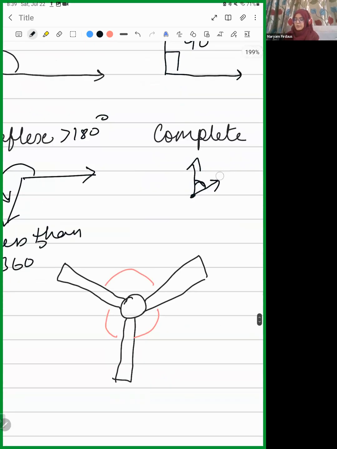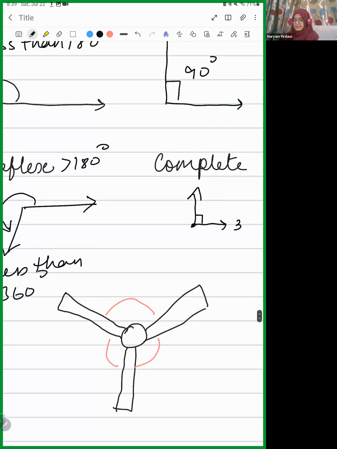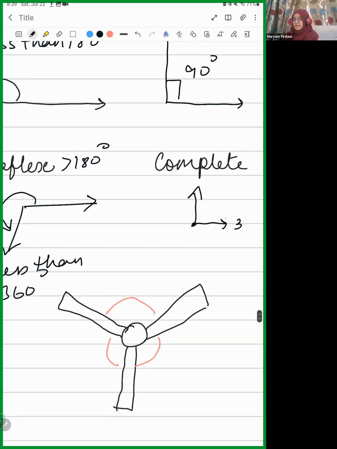Then the hands move further. It becomes 3 o'clock. Which angle is this? 90 degrees. Yes, the right angle. Then we come to 6 o'clock. Which angle is this? Straight angle, 180 degrees. Then 9 o'clock is again a right angle, 90 degrees.